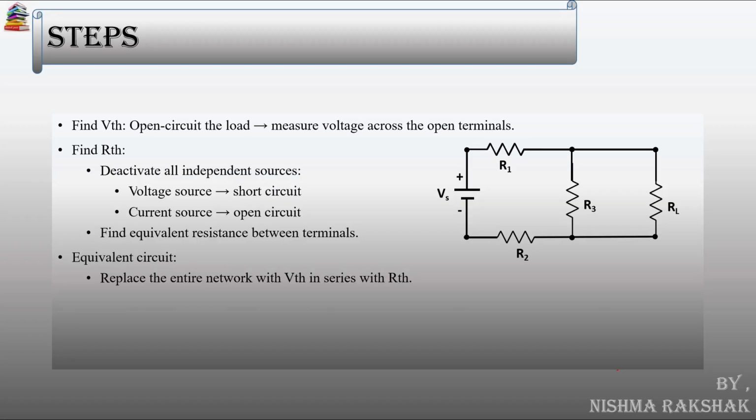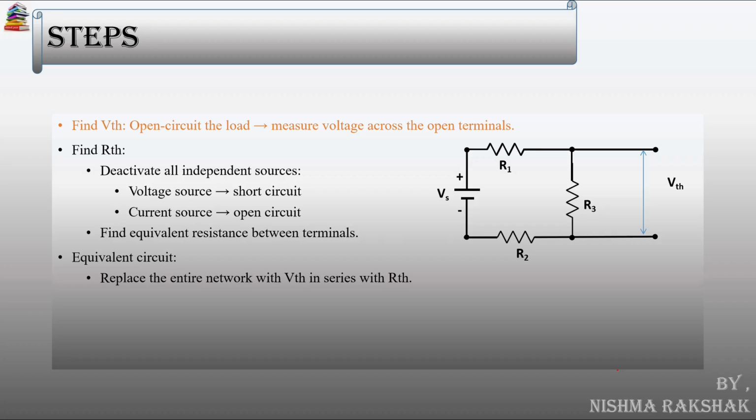Let's now look at the step-by-step procedure to find the Thevenin's equivalent circuit. Step 1. Remove the load resistor RL from the circuit. Find the open circuit voltage across the terminals where the load was connected. This open circuit voltage is called VTH, the Thevenin's voltage.